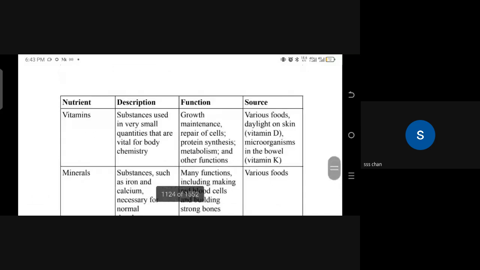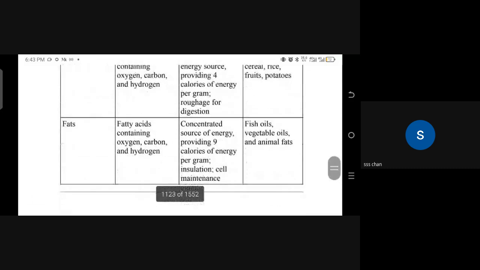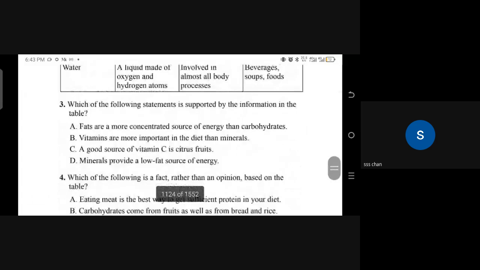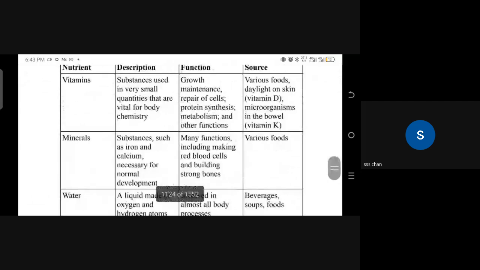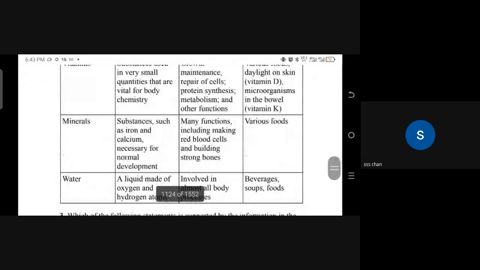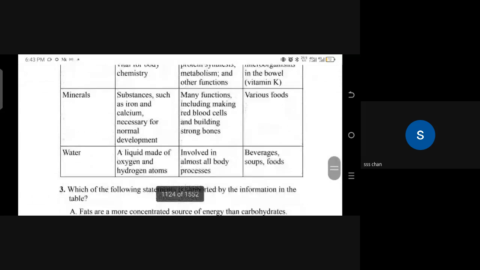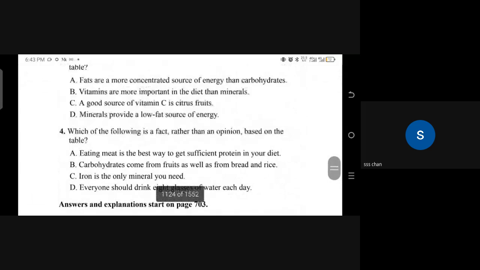Now let's look at this. For fats, providing 9 calories, okay? And let's look at option B. Is there a part of this table that says vitamin is more important than mineral? Let's check. No. It is actually required in a very small quantity. So option B is wrong.